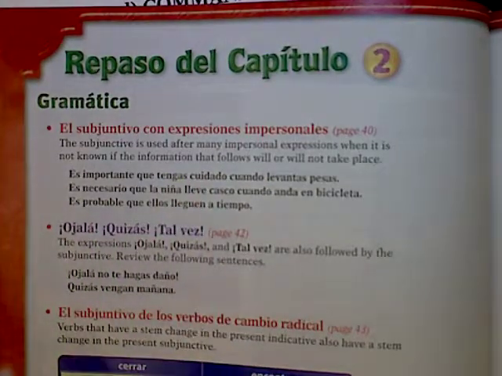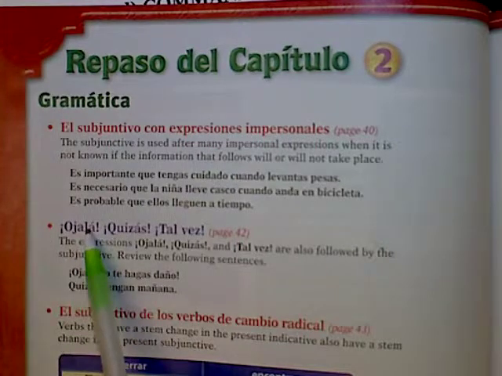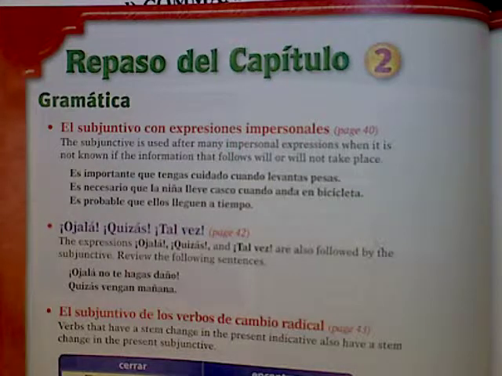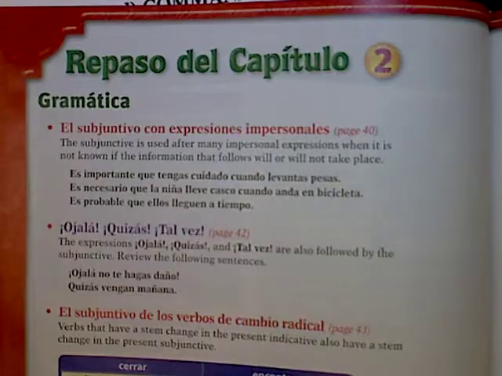in subject. Also, with phrases like ojalá, God willing, quizás and tal vez, perhaps or maybe. Again, setting up the need for subjunctive because of an unknown outcome. These can be found on page 42.